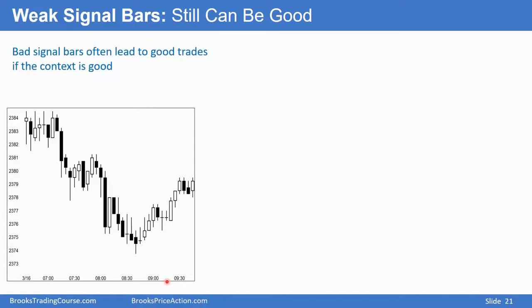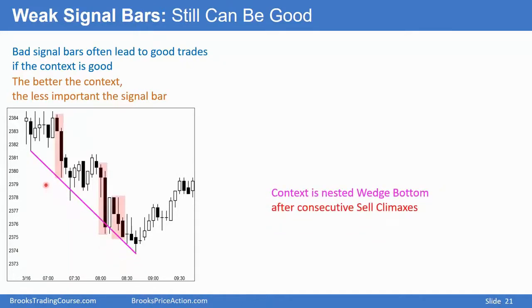If the context is good, even a bad signal bar, one that looks like this, can lead to a good trade. The better the context, the less important the signal bar. And here the context is pretty good. You got a nested wedge. We got 1 push down, 2 pushes down, 3 pushes down, and this third push down subdivided into 3 pushes as well. 1, 2, 3.